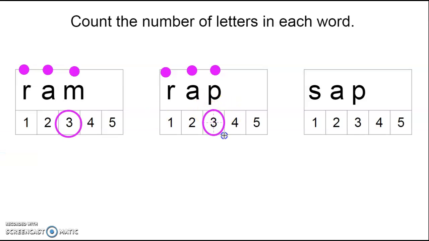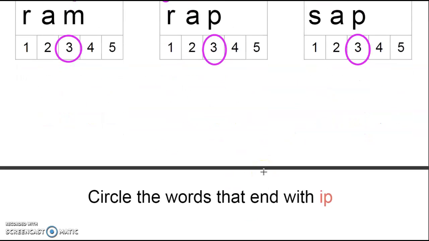Very good. Our third word on this page is sap. S-A-P. Sap has how many letters? Let's count. 1, 2, 3. The word sap also has 3 letters. Each word on our page has 3 letters inside them.